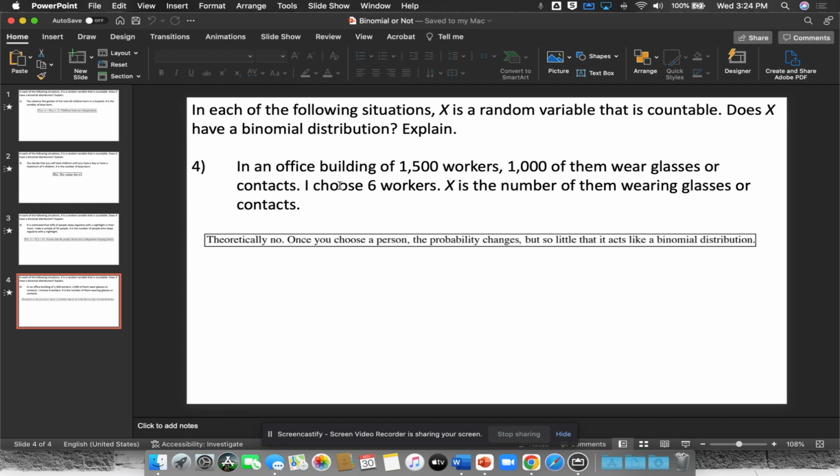The question you're looking at right now says there was a sample of 500 teenagers. 12% of them have debit cards. This question says there's 1,500 workers. 66% of them have glasses or contacts. Those sound like similar situations to me.